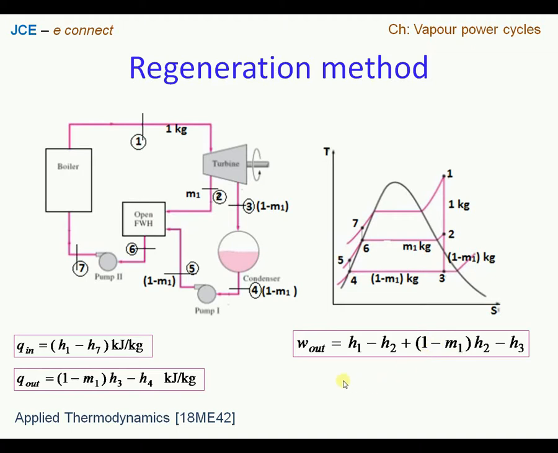Similarly, now let us look at the work input from the pumps. So we have 2 pumps here. One pump is H5 minus H4 considering steam of 1 minus M1 kg. So we have H5 minus H4 considering working fluid that is 1 minus M1 quantity of steam, plus H7 minus H6 for 1 kg. So these are the equations pertaining to heat and work.